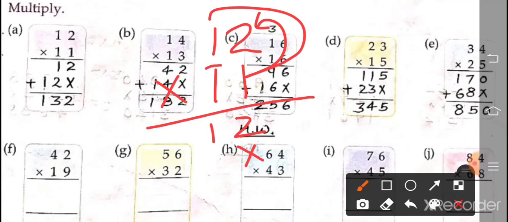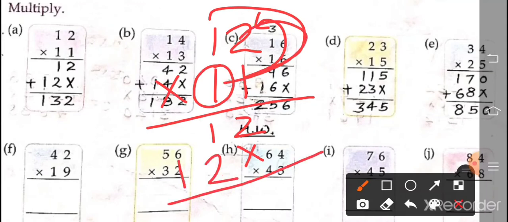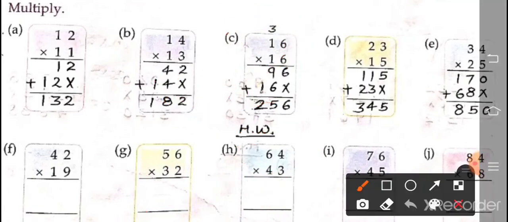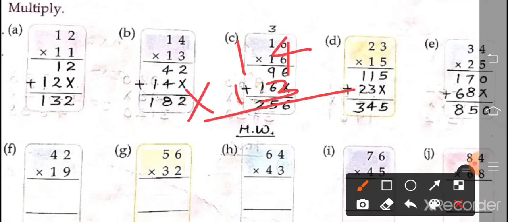Now multiply this 1 by 2. So 1 2s are 2 and 1 1 is 1. Like this. Now add 2 and 2 plus 1, 3 and 1 as it is. 132 is the answer. Now 14 multiply 13. First 3 4s are 12. 2 here, carry 1. 3 1s are 3 and carry 1, 4.